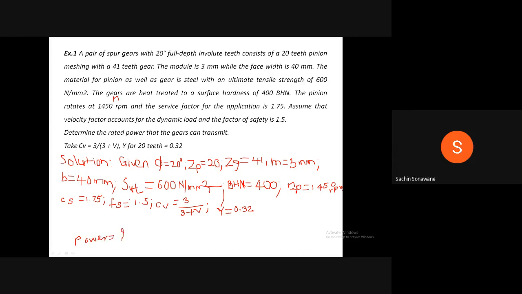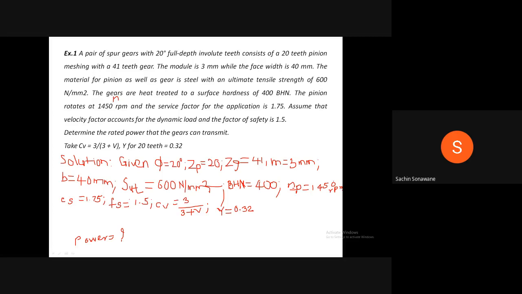Determine the power. Now, how to determine power? You are knowing the formula of power. Power is equal to 2 pi n t divided by 60. Therefore, 2 pi n, value of speed we are knowing, speed of pinion, Np is equal to 1450. Therefore, only we are not knowing torque transmitted.